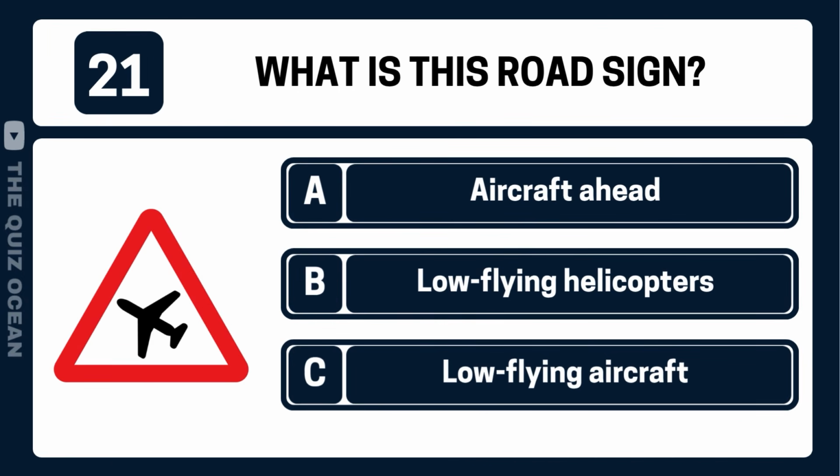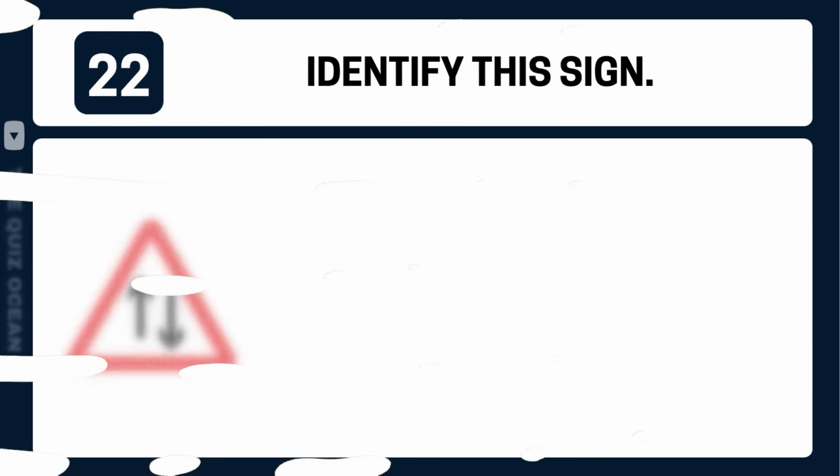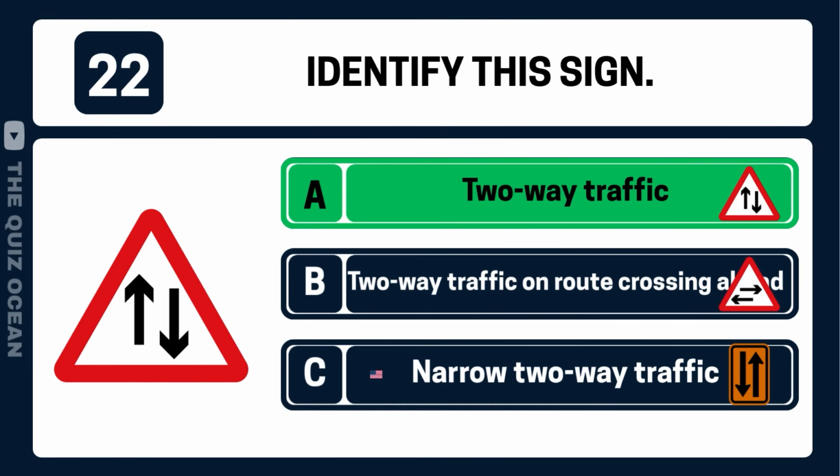What is this road sign? Well done. This is the low-flying aircraft sign. Identify this sign. Correct. This is the two-way traffic sign.